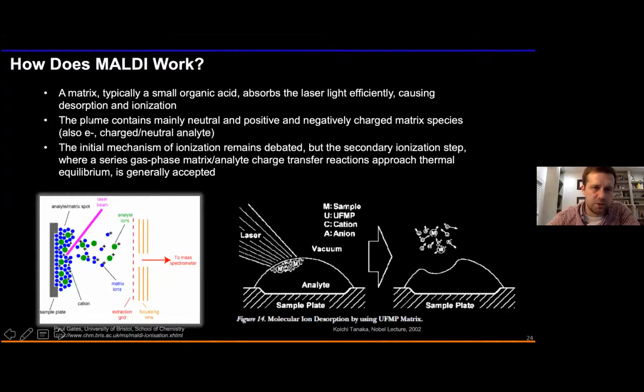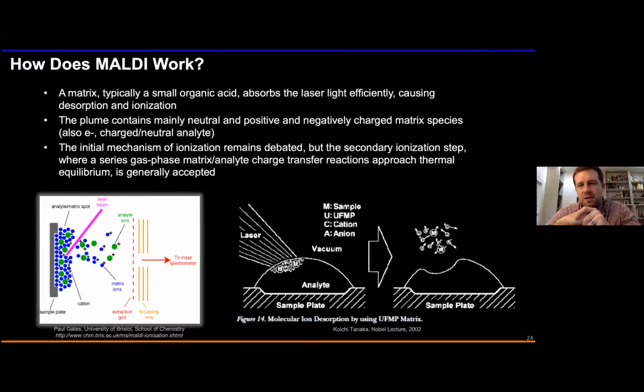This also includes electrons and negatively and neutrally charged analyte. But the matrix is the dominant component of this mixture, and that's because the matrix is present in vast excess of whatever analyte you're analyzing. So it's typically maybe 1,000-fold, 10,000-fold in excess of the analyte. So it's the major species doing the absorption.